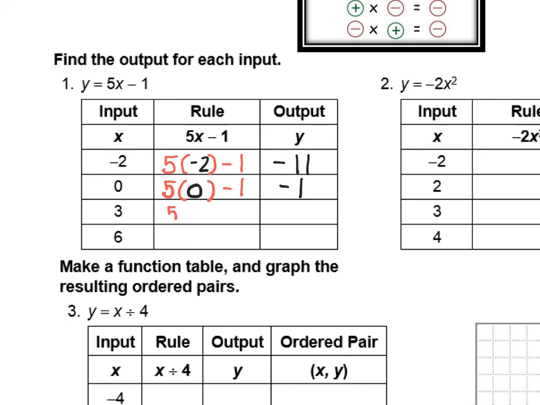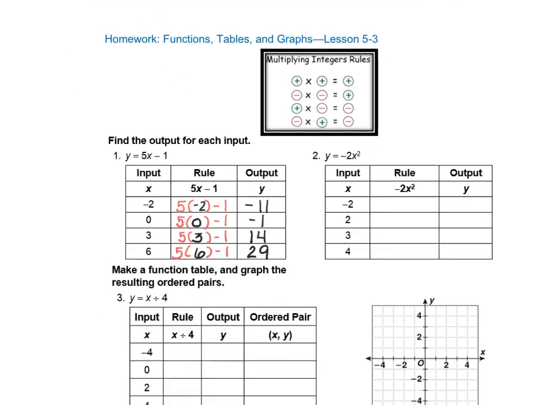Now, on your iPad, you can go ahead in Notability and copy and paste this function. So this part, you can copy and paste for your function tables, so you don't have to write it each time. On this video program, I have to write it each time. So 5 times my input is 3. 5 times 3 is 15. 15 minus 1 is 14. And my last input is 6. So I'm going to put the 6 in the parentheses. 5 times 6 is 30. 30 minus 1 is 29. So there is your first function table done.